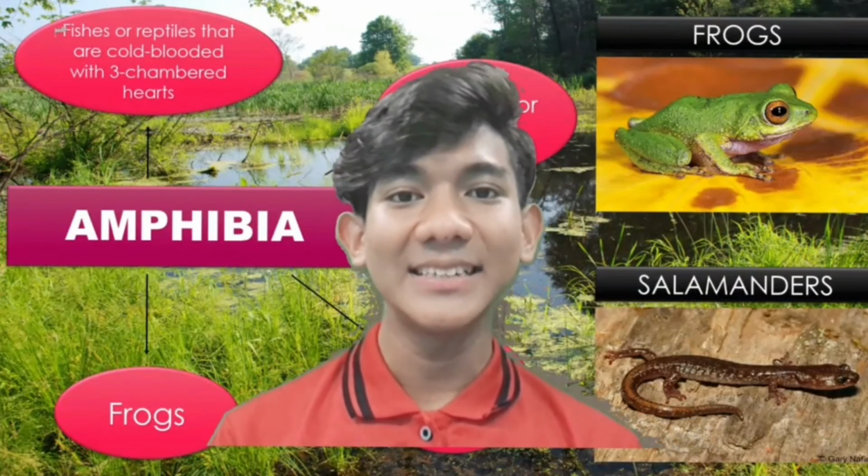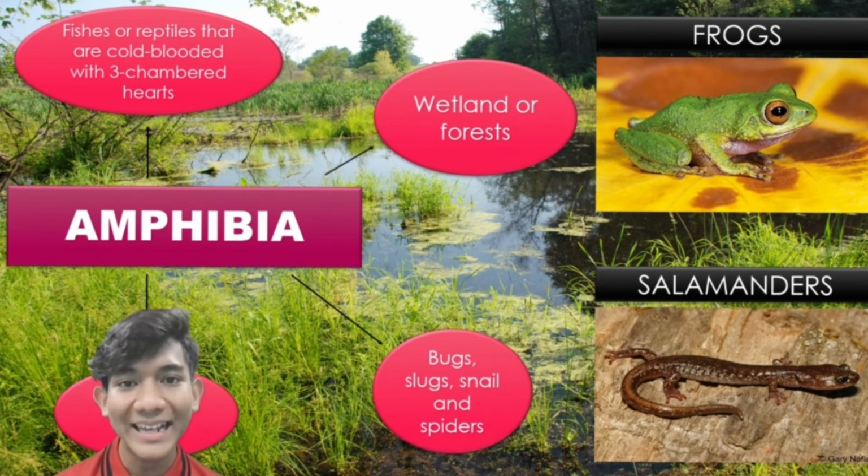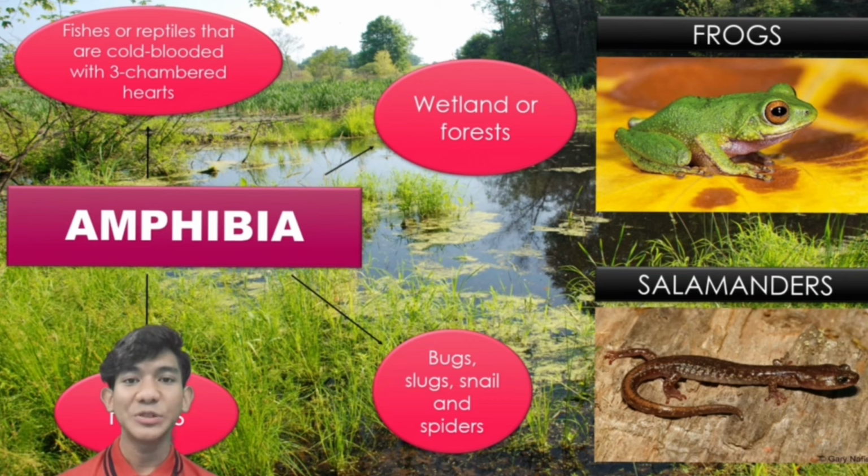Now, let's take a little look at amphibia. Amphibia are fishes or reptiles that are cold-blooded with 3 chambered hearts. They usually live in the wetlands and forests, and they love to eat bugs, slugs, snails, and spiders. Some of the examples of amphibia are frogs and salamanders.